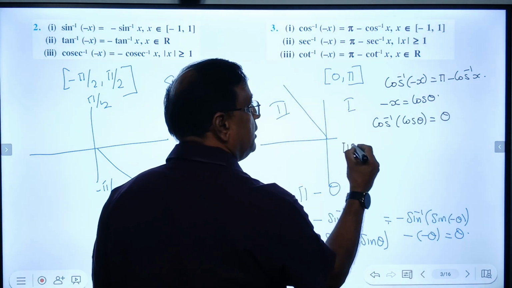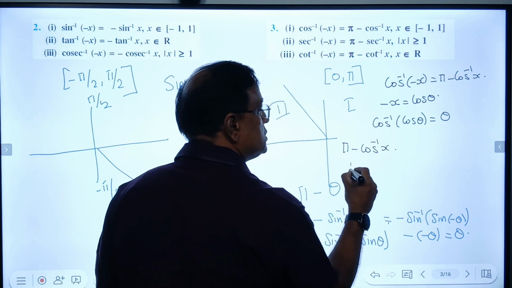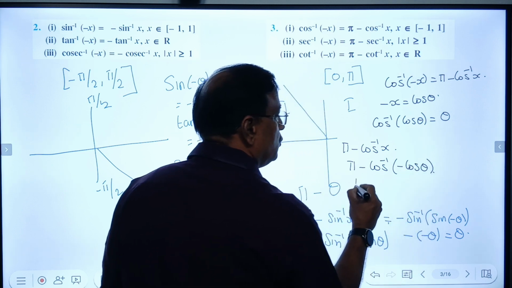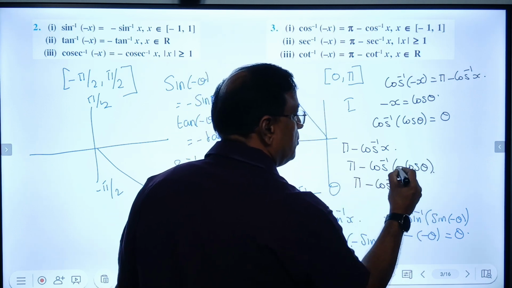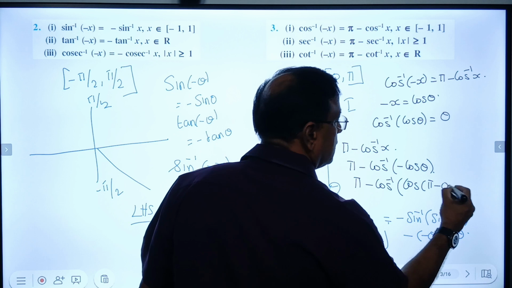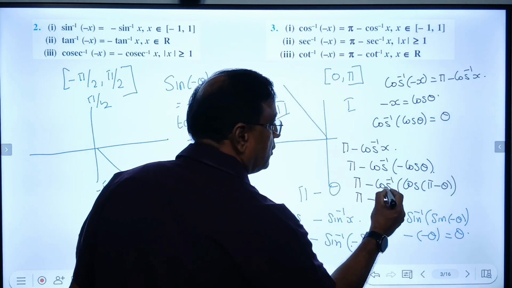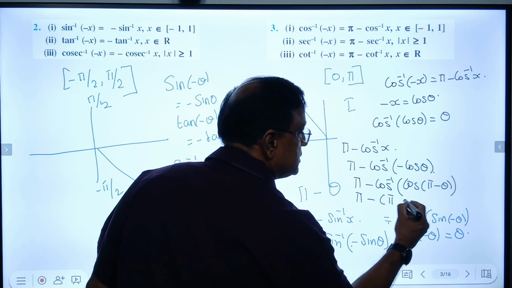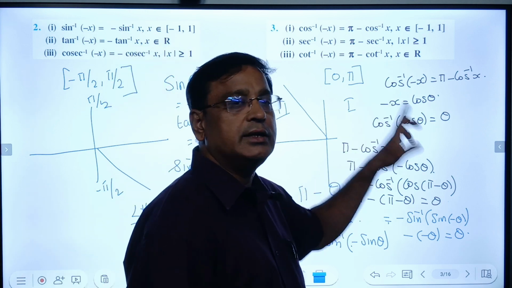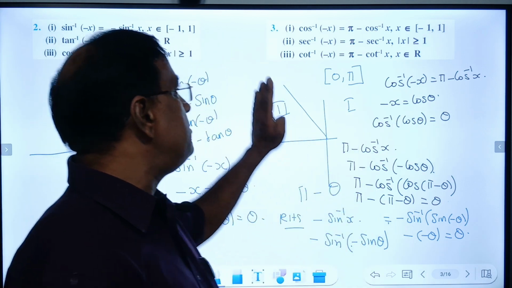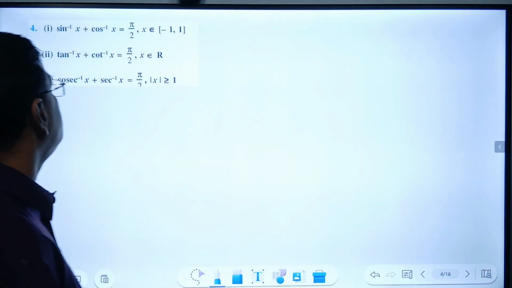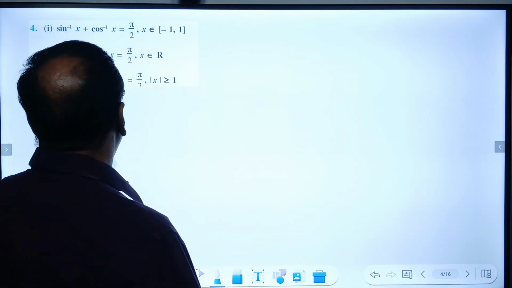Now take the right hand side, pi minus cos inverse of x, which is pi minus cos inverse of minus cos theta, correct? Which is pi minus cos inverse of, minus cos theta is cos of 180 minus theta, correct? So this is pi minus cos inverse of cos of pi minus theta, which is pi minus theta. If you simplify this, you get theta. So clearly you can see left hand side is equal to right hand side. So derivation is done. Same thing can be done for the rest. I don't want to waste my time on these derivations, which are not so important as far as the exam is concerned. So here now the third one.